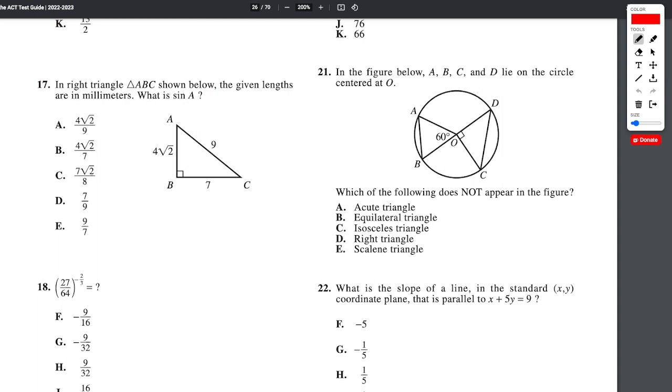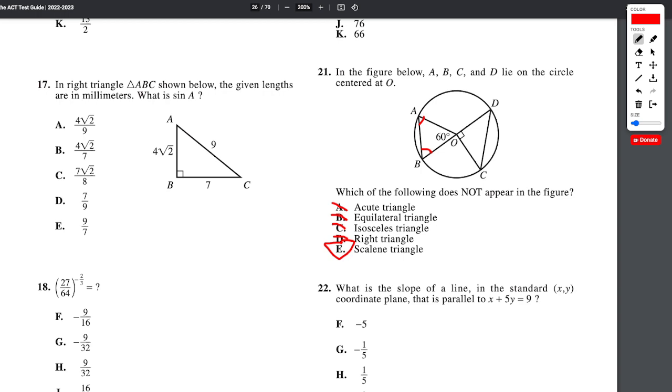And how do we know that? Well, this is 60 degrees, and these are both 60 degrees as well. 60 times 3 is 180. So yes, we do have an equilateral triangle. An equilateral triangle is an acute triangle because the angles are less than 90 degrees. It is also an isosceles triangle. We do have a right triangle because this makes it 90 degrees. So the only one that does not appear in the figure is E, scalene triangle. So 21 is E.